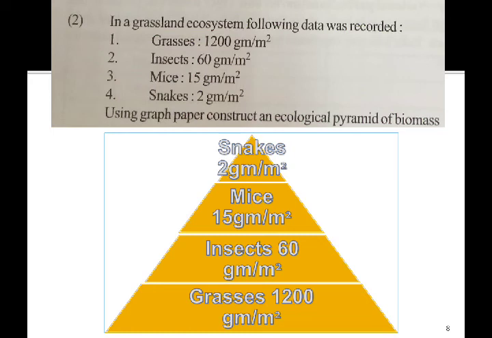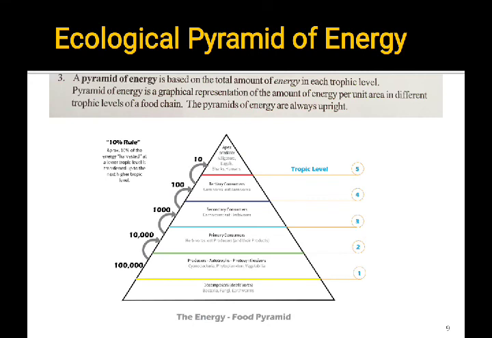Okay. Next is the pyramid of energy. Now see, pyramid of energy. Again here our focus is how much energy is passing from one trophic level to another. Now when we talk about the pyramid of energy, this is a graphical representation of the amount of energy per unit area in different trophic levels. Now see, the pyramid of energy is always upright.